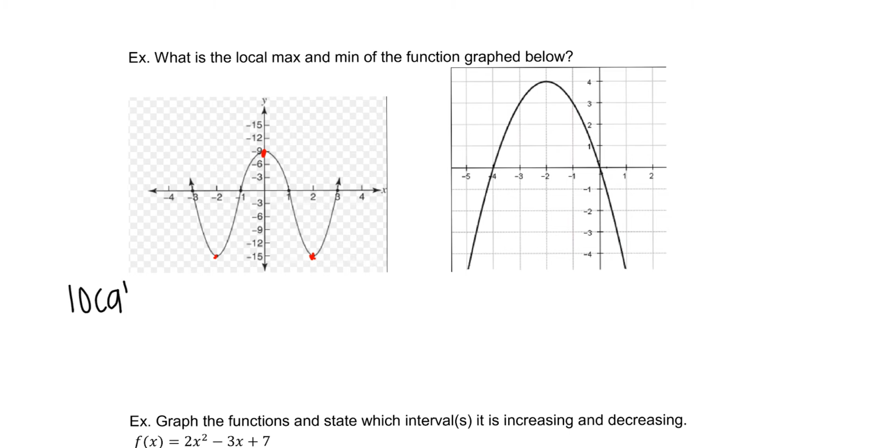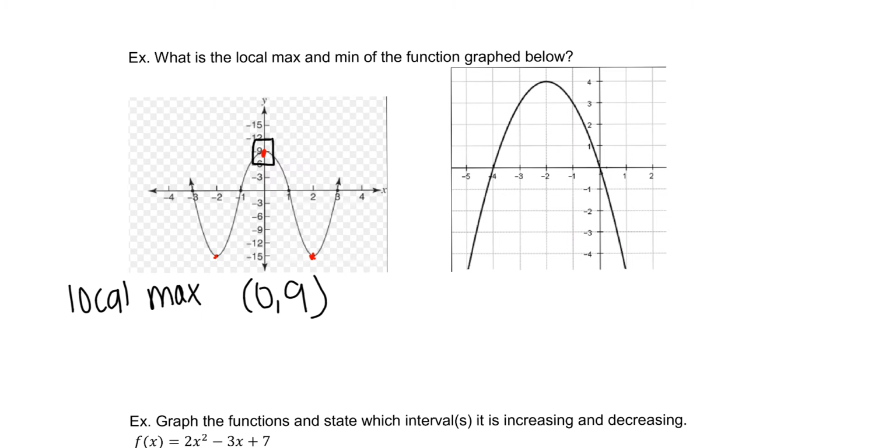So let's start with a local max, so a high point. Well, this point up here looks to be a local max. So when we write a local max, we write the actual point. So that point is at 0, 9.